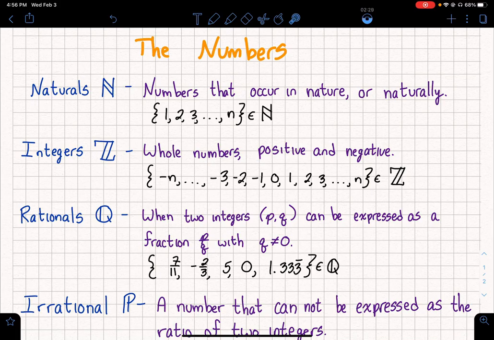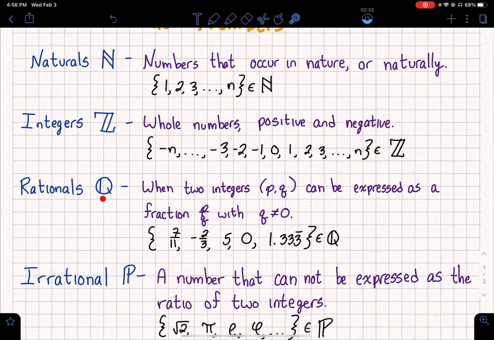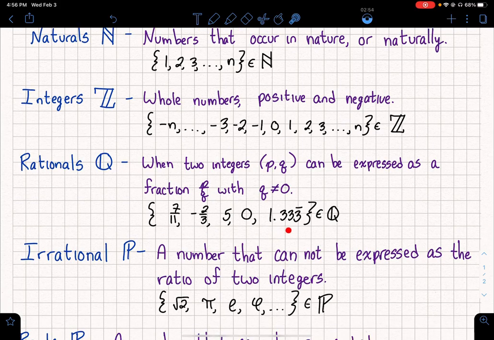Expanding our definition of numbers even further, we now get to the rationals, which is this symbol Q here. No idea why it's a Q. But a rational number is defined as two integers, which we typically denote P and Q, that can be expressed as a fraction P over Q with Q not equal to zero. As we all know, you can't divide by zero. So here are some examples of some rational numbers. This is not all of them, but a handful.